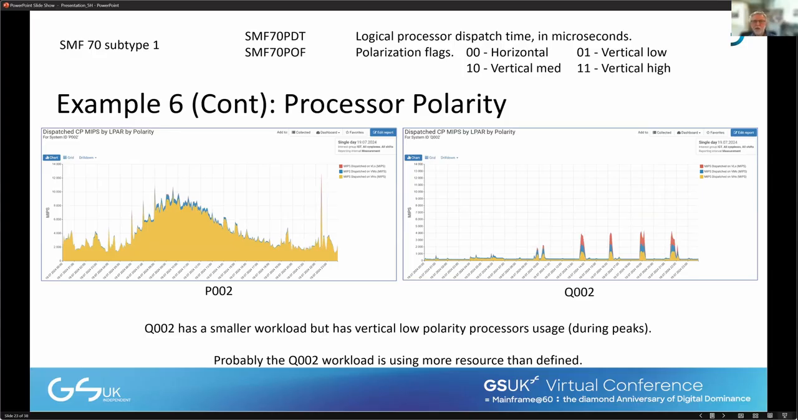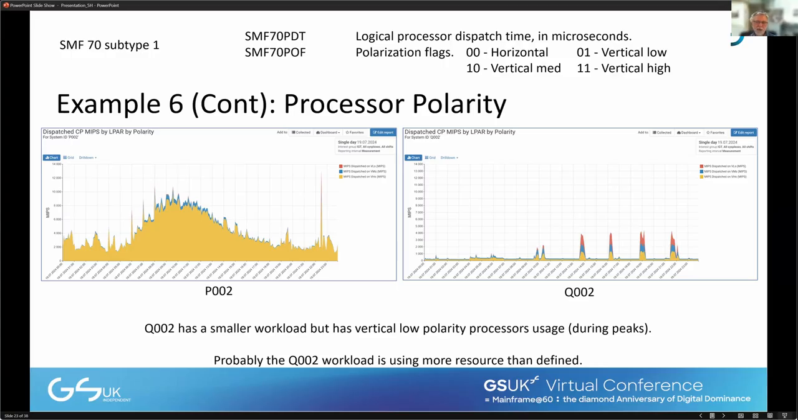So one thing we can look at, which takes us now away from the 113 records, is the RMF data, which shows us, for example, the processor polarity for these two LPARs that we're looking at. Now we can see clearly that the LPAR on the left, P002, has a much higher workload than the one on the right, Q002. What we can also see is the LPAR on the right, Q002, has peaks of activity that are running on not only vertical high, but also vertical low processes.